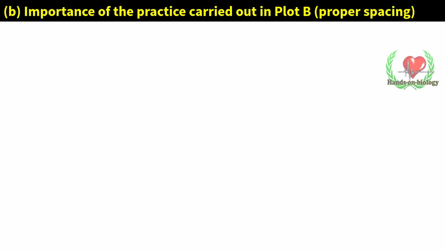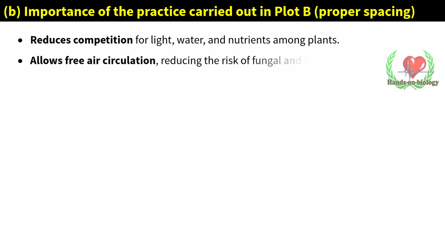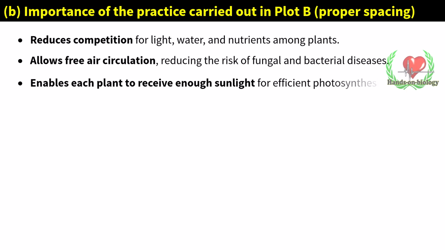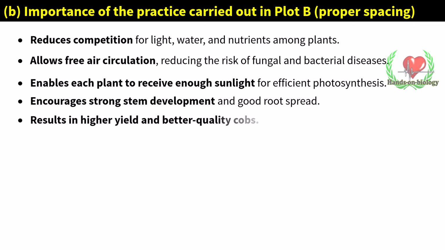Importance of the practice carried out in Plot B, proper spacing. Reduces competition for light, water, and nutrients among plants. Allows free air circulation, reducing the risk of fungal and bacterial diseases. Enables each plant to receive enough sunlight for efficient photosynthesis. Encourages strong stem development and good root spread. Results in higher yield and better quality cobs.